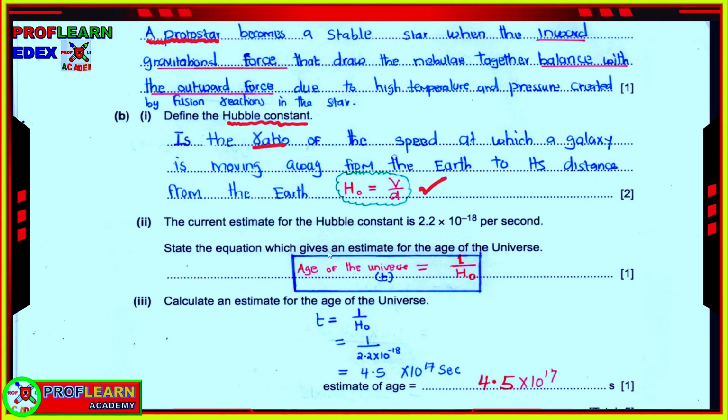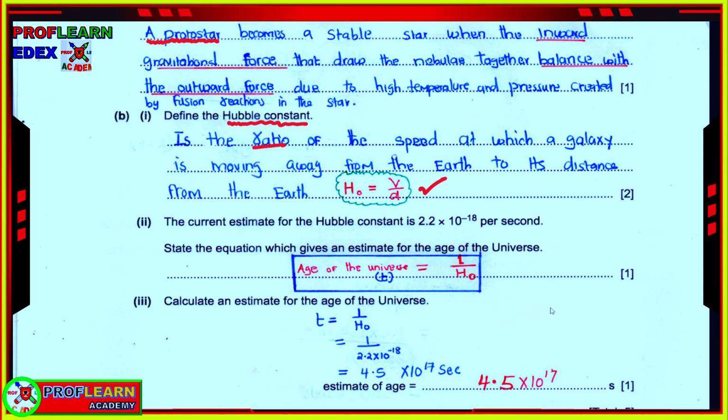Now state the equation which gives the estimate of the age of the universe. The age of the universe is given by T equals 1 over Hubble's constant. Where do we get this formula from?